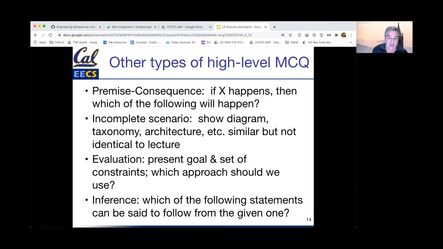And finally, an inference question. You give the students a statement and perhaps some other constraints, and you ask which of the following statements can be said to follow from the one that we gave you. So these are all types of questions that, although they don't really admit of partial credit, they do allow you to target higher levels of the Bloom taxonomy.